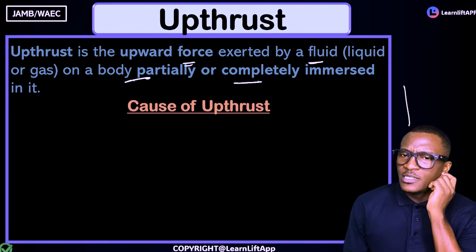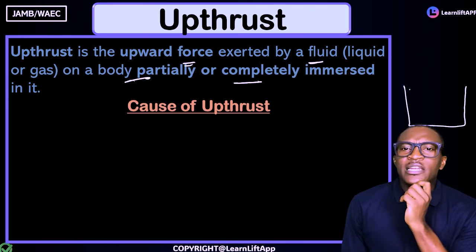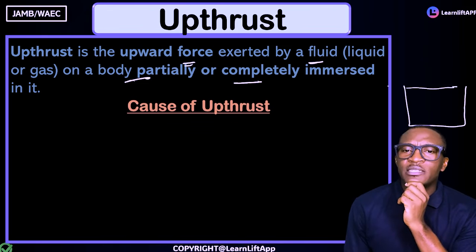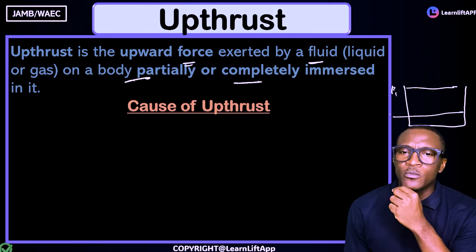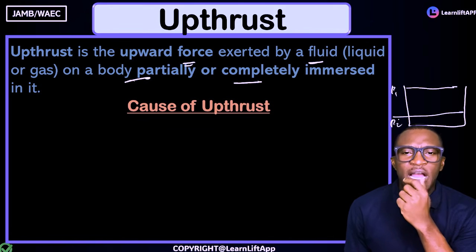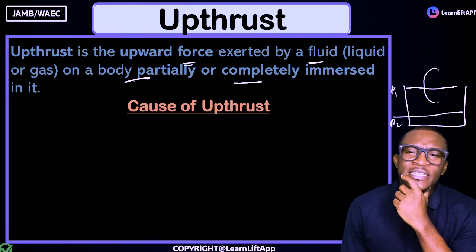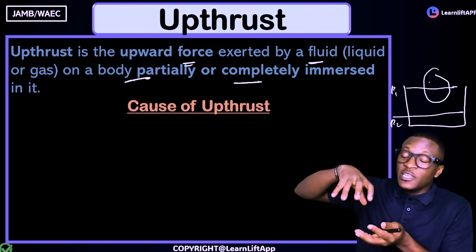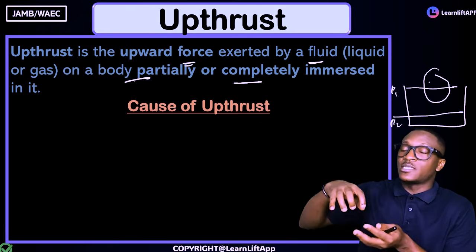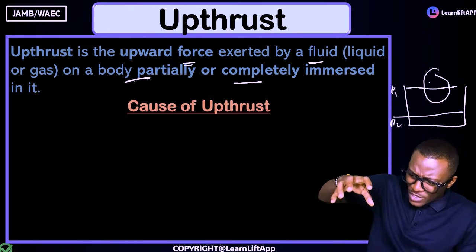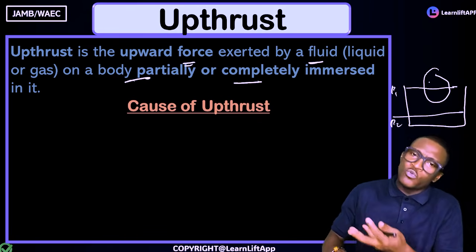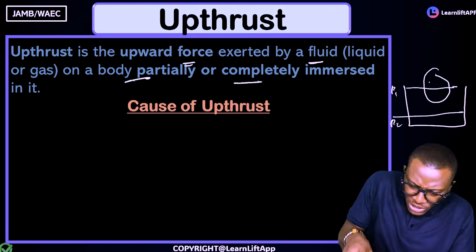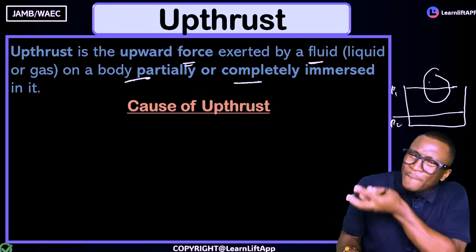Let me explain this. This is a bucket of water. There is pressure at the surface, let's say this is pressure 1, and there's pressure at the bottom, let's say this is pressure 2. As you are forcing that ball inside the water, the pressure at the bottom is greater than the pressure at the surface. As you are pushing it down, the water is pushing you up. That's what we call pressure.